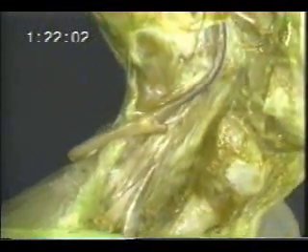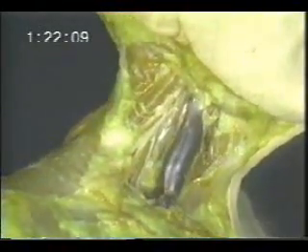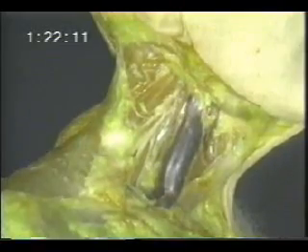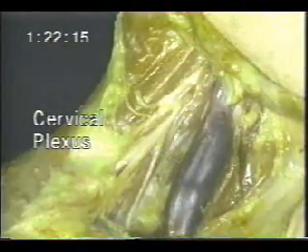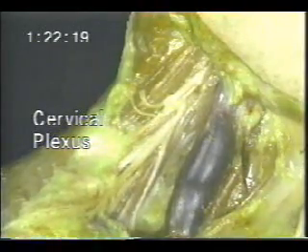Now we'll move on to look at the cervical plexus. To see it, we'll look at a dissection in which only the skin and subcutaneous tissue have been removed. Here's the cervical plexus. It's formed from the anterior roots of C1, 2, 3, and 4. These emerge in front of the middle scalene muscle.